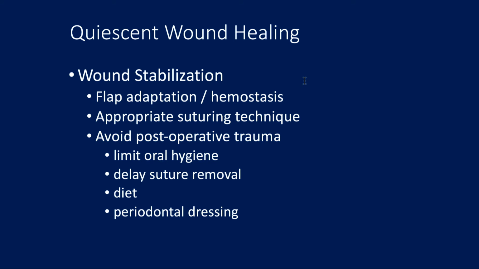Now, wound stabilization starts with flap adaptation and making sure that we have good hemostasis. Again, we need to apply the appropriate suturing technique to the situation. Many times we'll utilize a compression type of suture, which will help adapt the flap and eliminate that dead space. Additionally, we need to caution our patients to be careful with these areas, and this means limit their oral hygiene or make modifications for it. We need to have proper timing of our suture removal. We need to caution them about the appropriate diet, and sometimes we need to consider a periodontal dressing as well. We don't want to rely solely upon that periodontal dressing, however, to maintain our hemostasis.